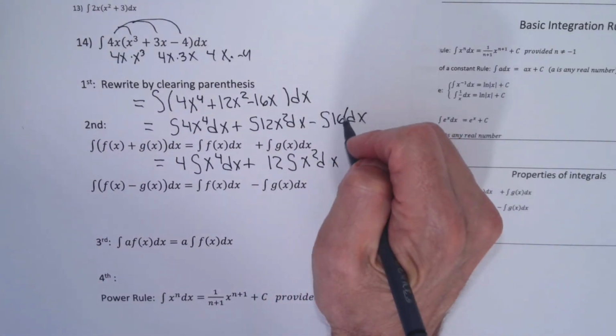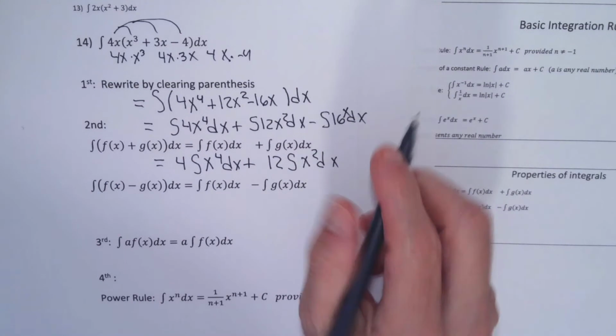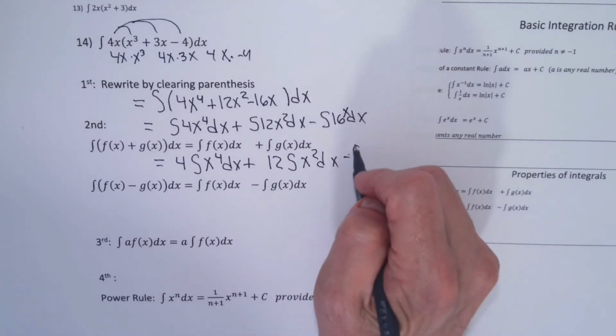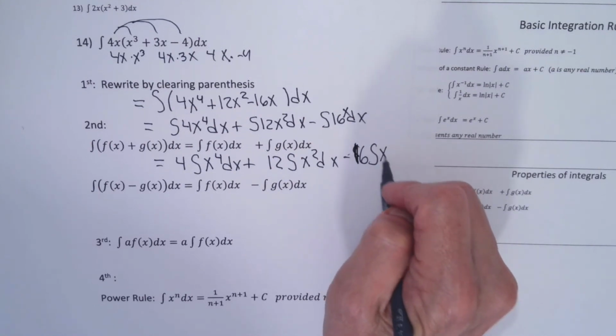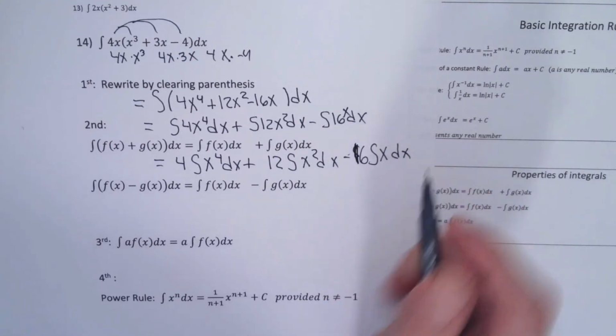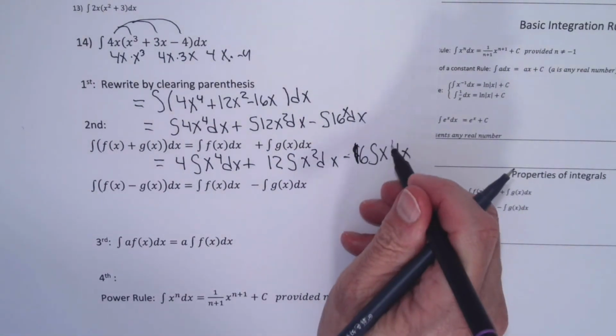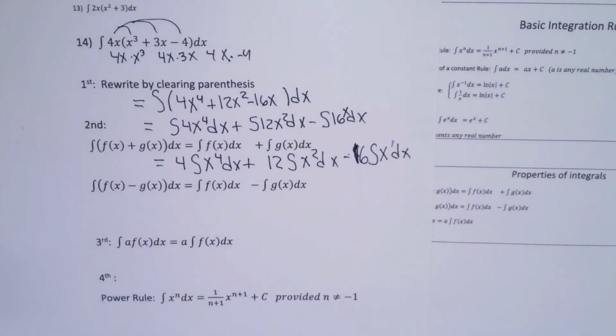This should have been 16x. I forgot to write the x there. So this should be minus 16 times the integral of x dx. And that x has an exponent of 1. So I need to plan out my new exponent so I know what to multiply by.